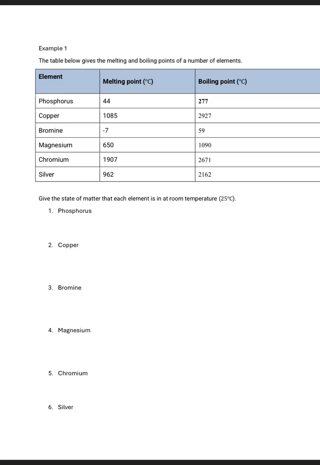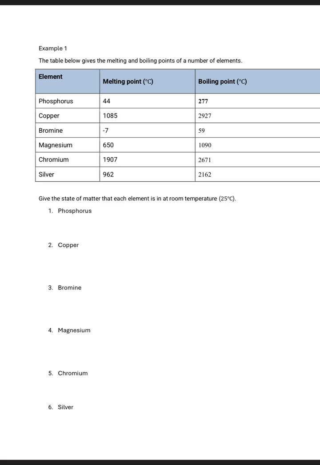And then next, we have these few examples that we're going to do. We have example 1, and in example 1, we are given melting points and boiling points of different substances. Now, the first question: give the state of matter that each element is in at room temperature. So in order to answer these questions, we need to know this.